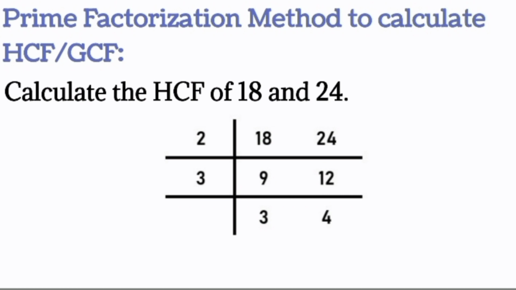You could use 3 first and then 2, that's also fine. The sequence doesn't matter. On dividing 9 and 12 by 3, I get 3 and 4. That's where I'm going to end my process of calculating the HCF by prime factorization because there is no number that further divides 3 and 4. So my HCF is on the left, 2 times 3, which is 6.